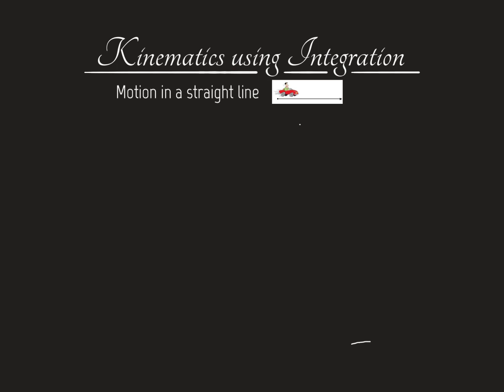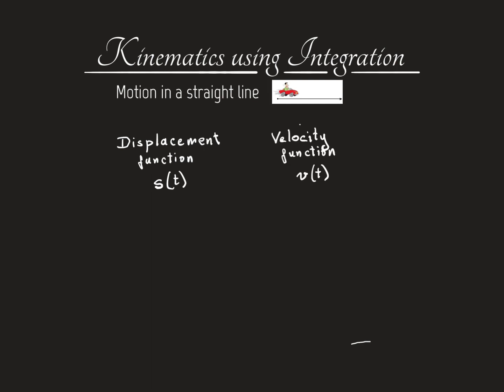In kinematics using integration, we're going to be concerned with motion in a straight line. As a result, we need two types of functions. One is the displacement function, and the other one is the velocity function, known as v(t). Given the displacement function, we can find the velocity function by differentiating the displacement function. And given the velocity function, we can determine the displacement function using the integral.